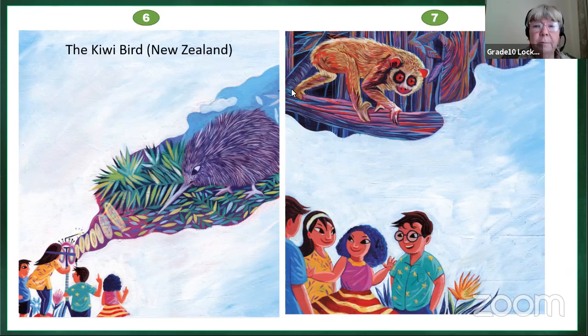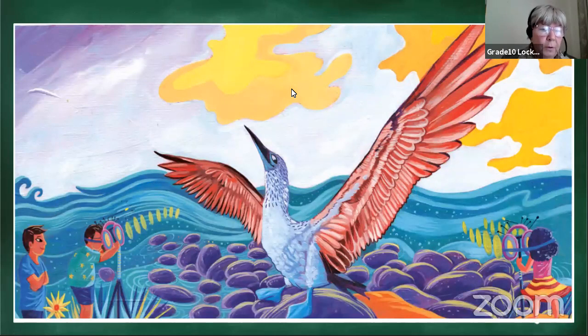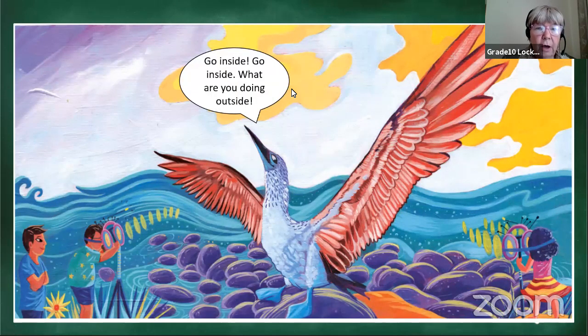Suddenly, there was a big uproar. The blue-footed booby flew down and did a crazy dance around the children. The children watched in astonishment. The bird looked real. It talked. Go inside, go inside. What are you doing outside? It's locked down now. Don't you know it's locked down? Get inside. And it flapped its wings furiously and did a crazy dance. The children grabbed whatever things they had brought with them and their magic glasses, and they ran inside.